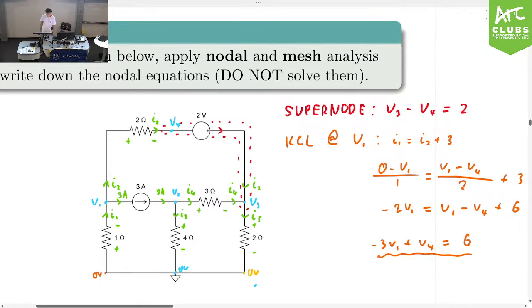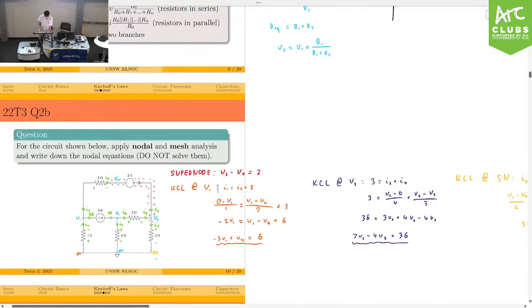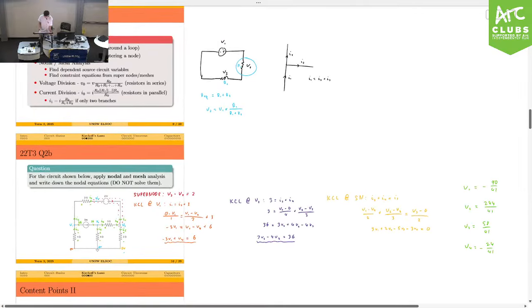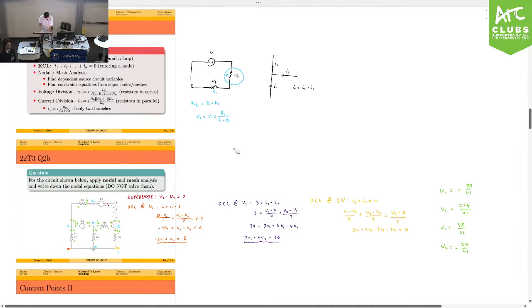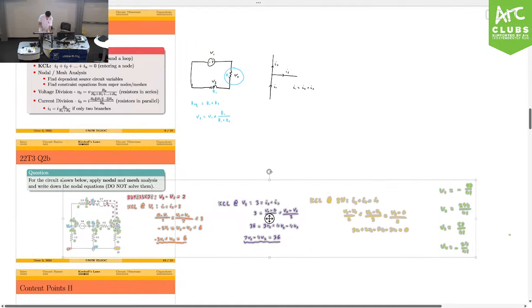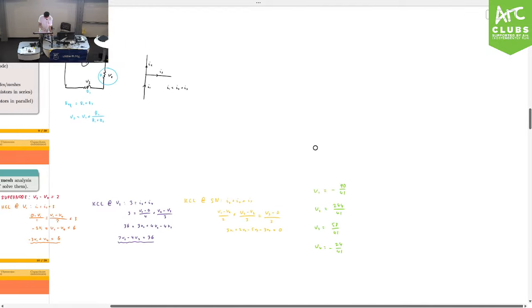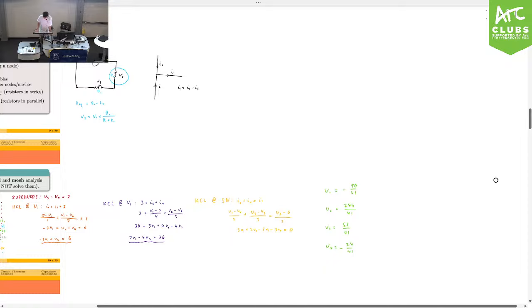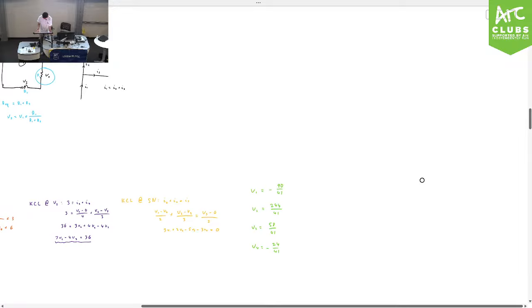Yep. You have access to the live stream recording. You can, yeah. But okay, because I might rub this out, I'm just going to copy this, because I'm going to rub this all out. We're going to do mesh analysis for the same question. Okay. Yeah.